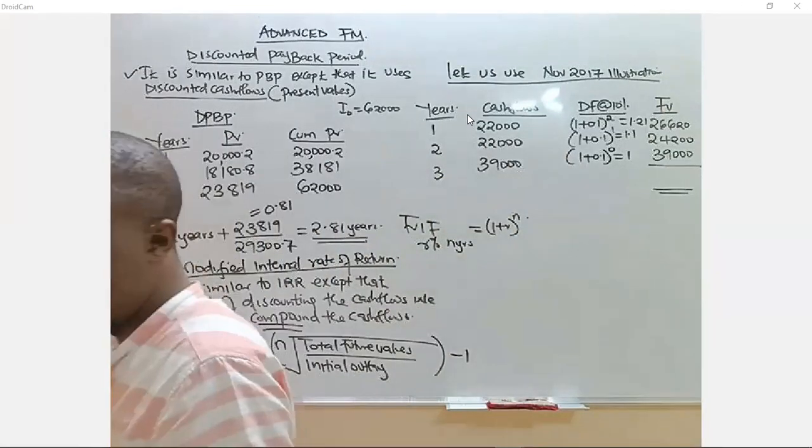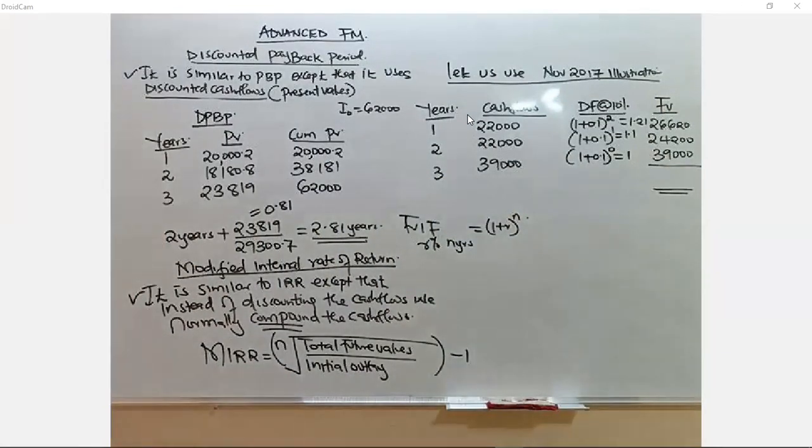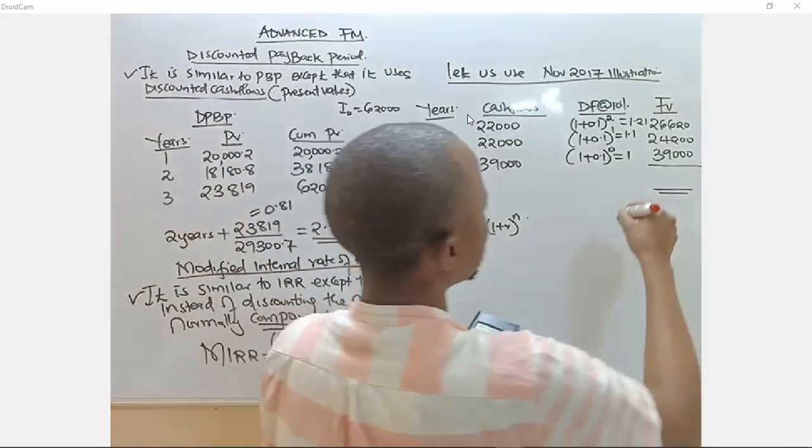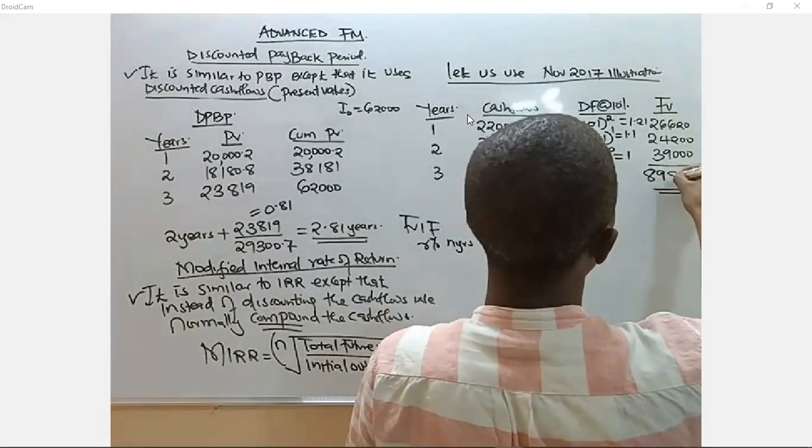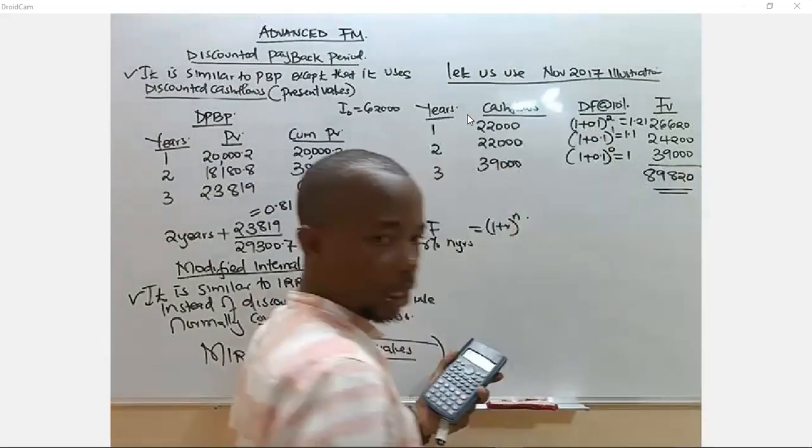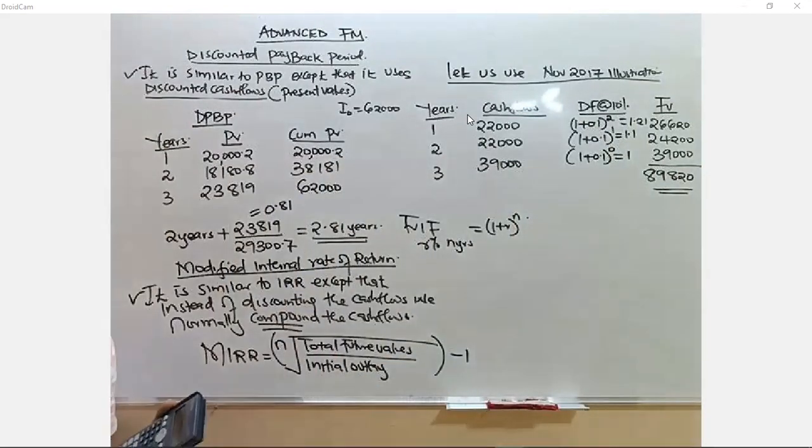What is the total now? It will be 26,620 plus 24,200 plus 39,000. How much are we getting? We are getting 89,820.